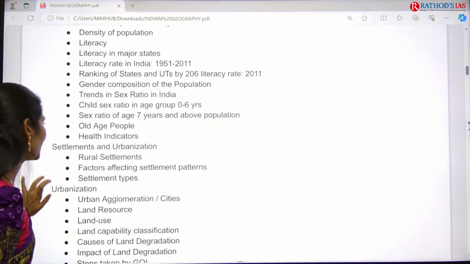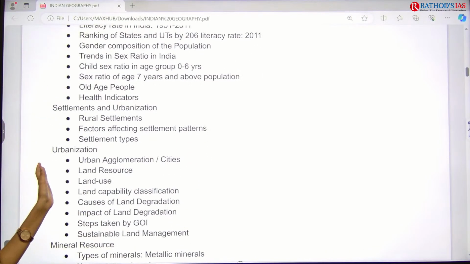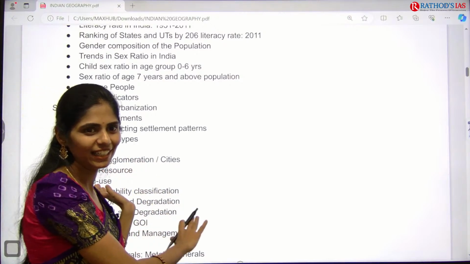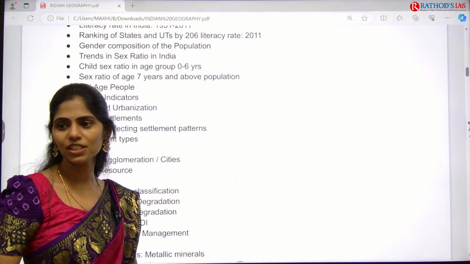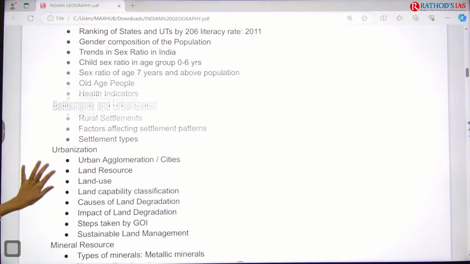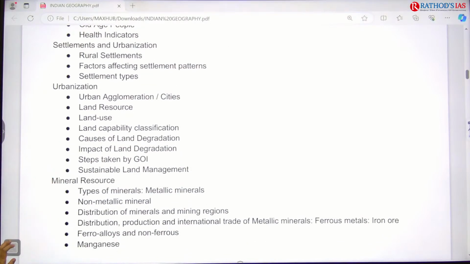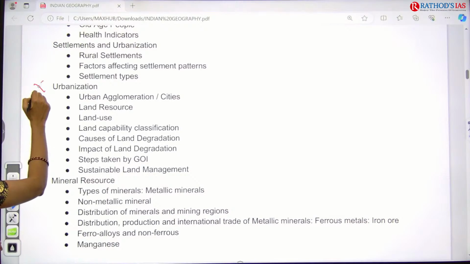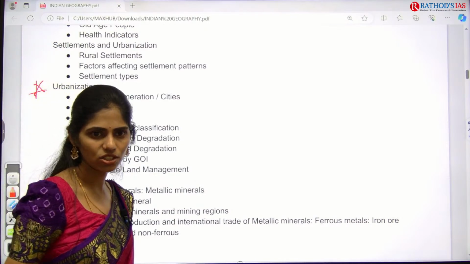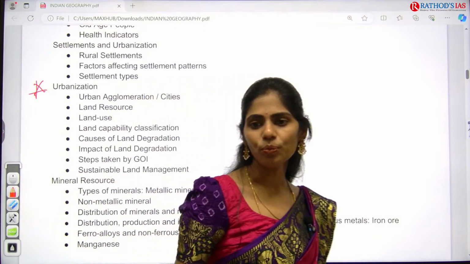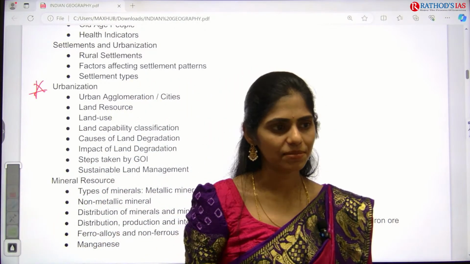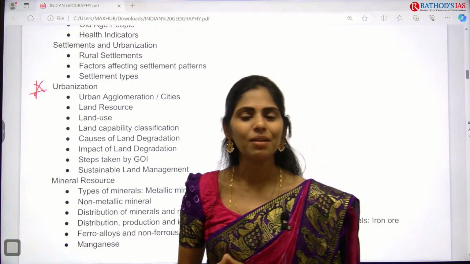And next one will be settlements and urbanization. You will be applying whatever you studied there directly here, especially in rural India. And next one is urbanization. This topic is very important now. Especially you have to see what the reasons for urbanization are. The new problem here is the expansion of slums, and that too unplanned expansion.